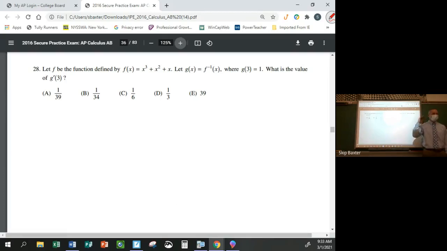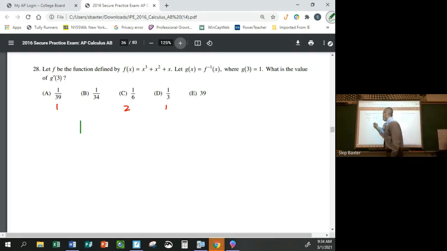Who thinks it's C? Raise your hand. 2 people. Who thinks it's D? 1 person. Other answers? None of the above? Okay. You got A? Any other votes? Okay, the answer is C. So this problem should take you like 30 seconds, okay?